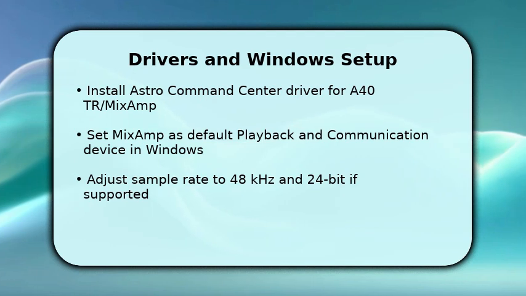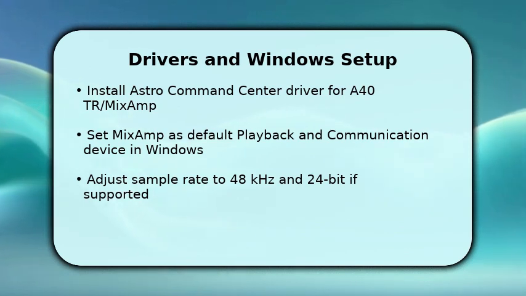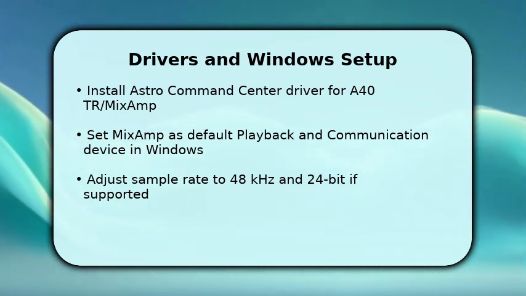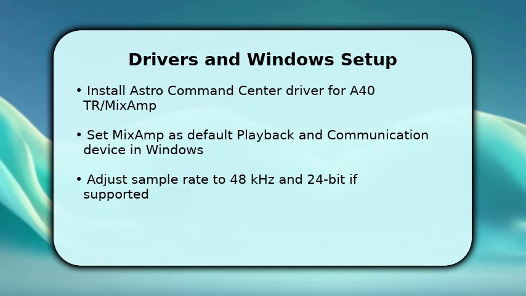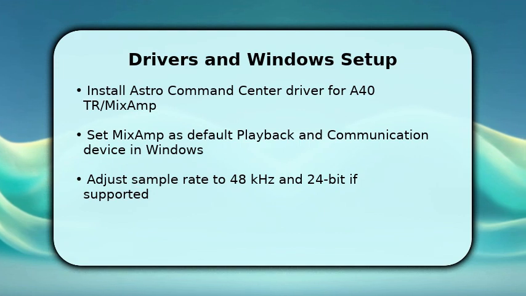Once installed, open sound settings and set the mix amp as both default playback and default communication device. This routes game and voice correctly. Then, go into Advanced Device Properties and set the sample rate to 48 kHz and 24-bit if supported. Higher sample rates reduce latency and keep audio consistent.